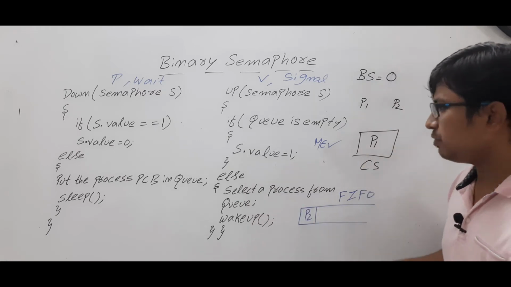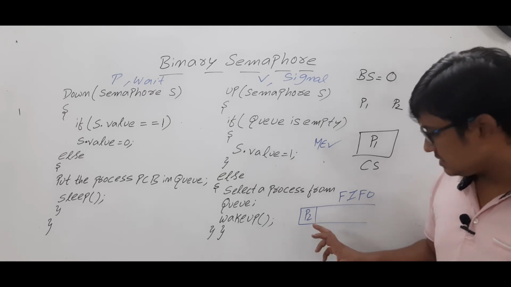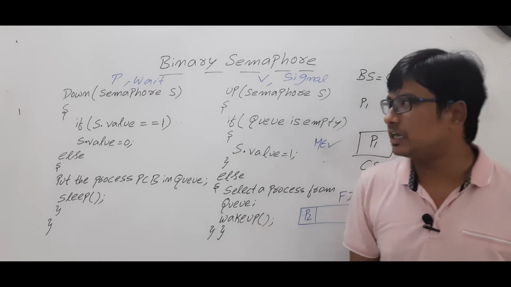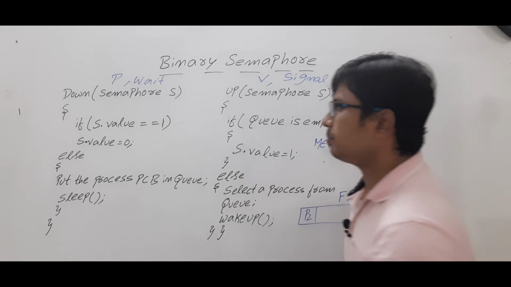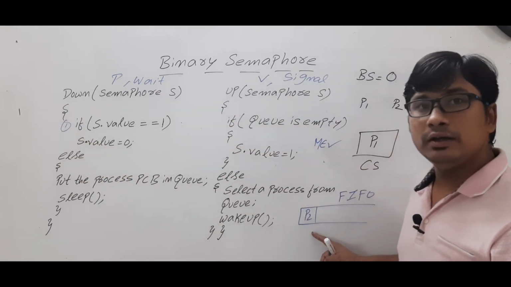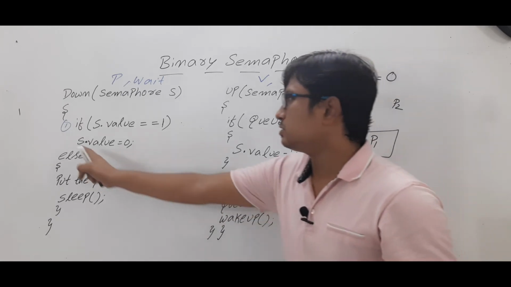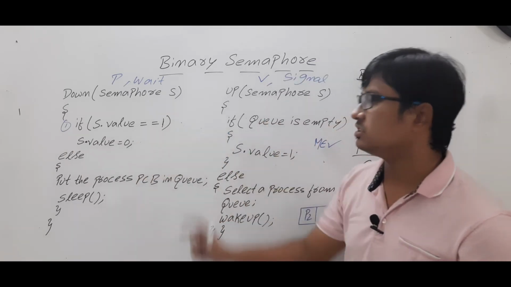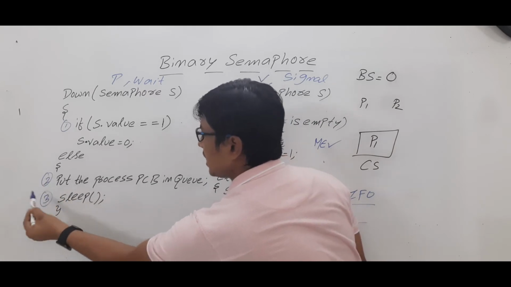Once the process is woken up, look here. When the process P2 entered into the queue, what operations did it perform? It performed the down semaphore operation. It executed this condition before entering the sleep state. This is a very important step. So this operation it has performed, but it has not performed this one because this condition is false. As this condition is false, it has executed this step, and this one it has executed.